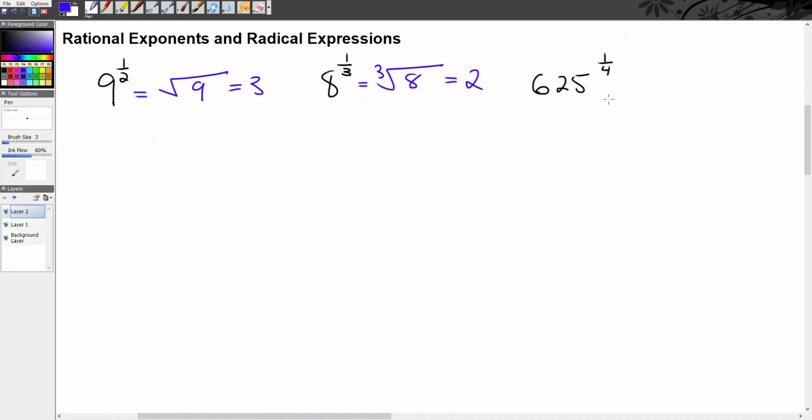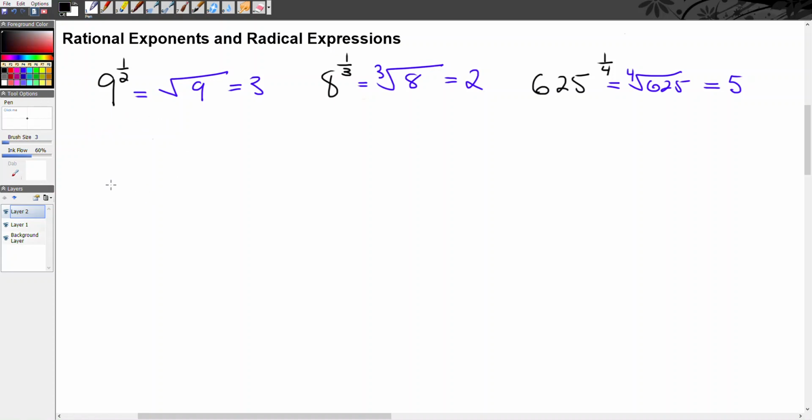So then what does 625 to the 1/4 power equal? That means we're looking for the fourth root of 625. So what number raised to the fourth power equals 625? And that is 5. But not all rational exponents have a numerator of 1. Some rational exponents have a numerator other than 1. So how do we understand those and what do we do with those?